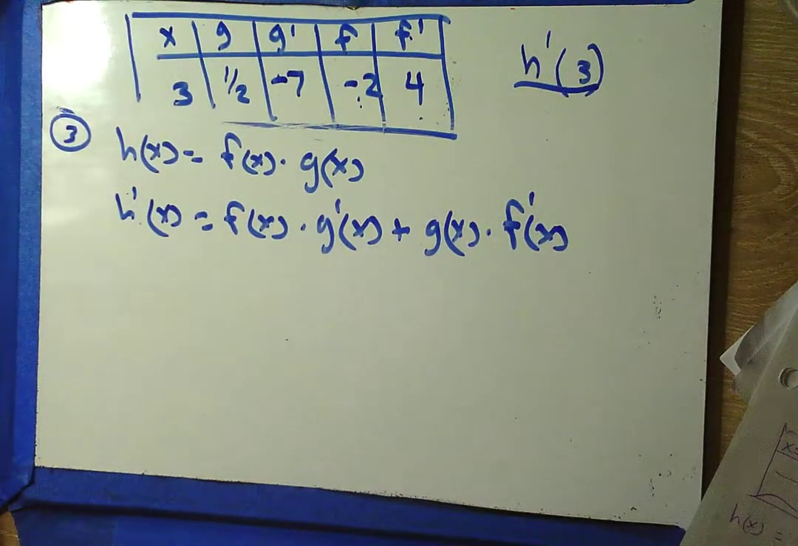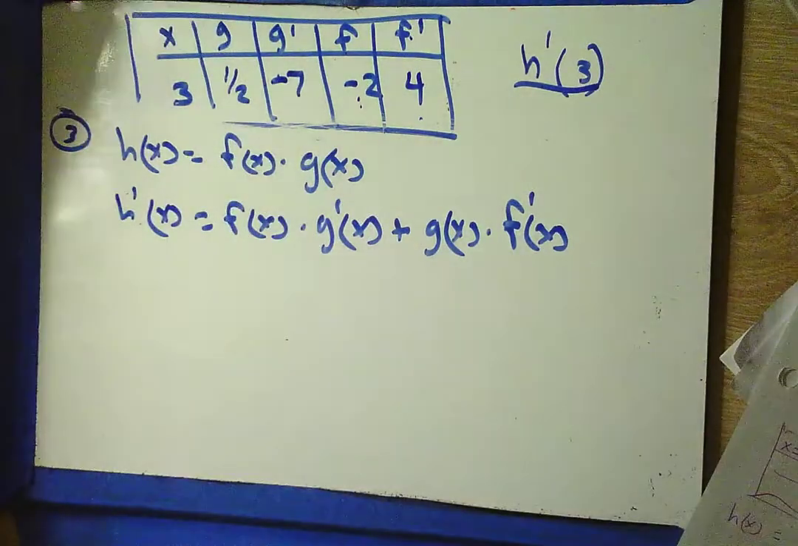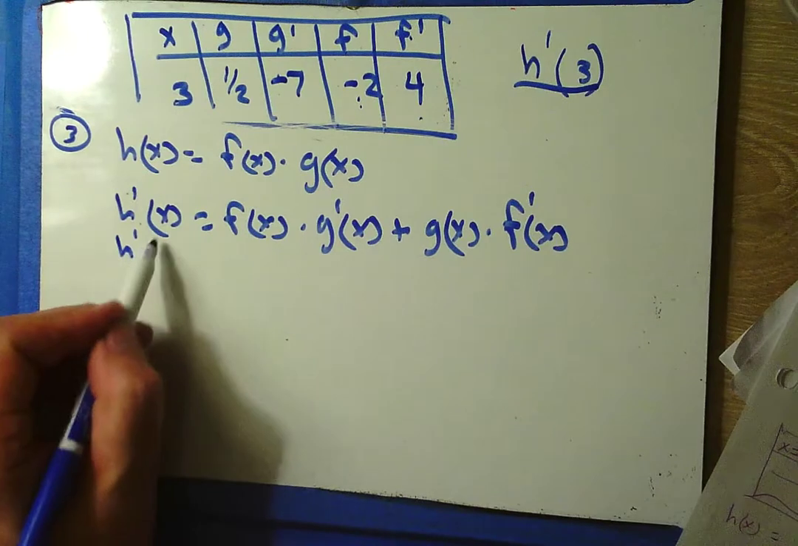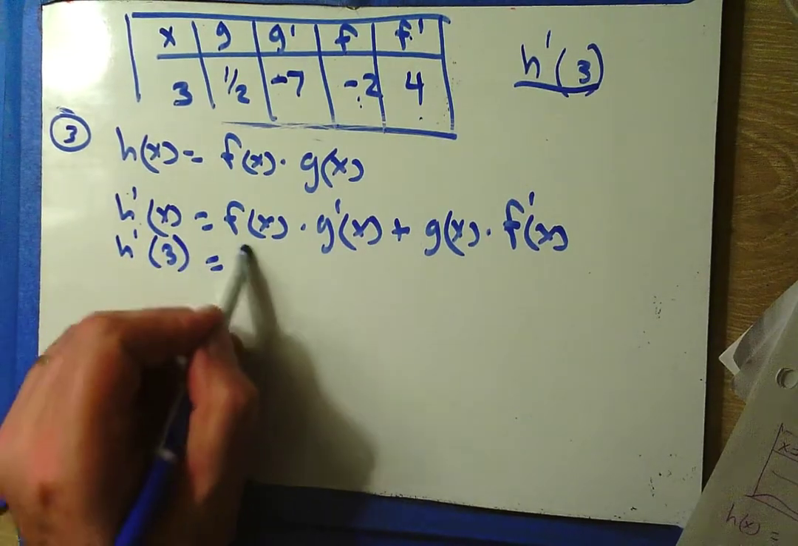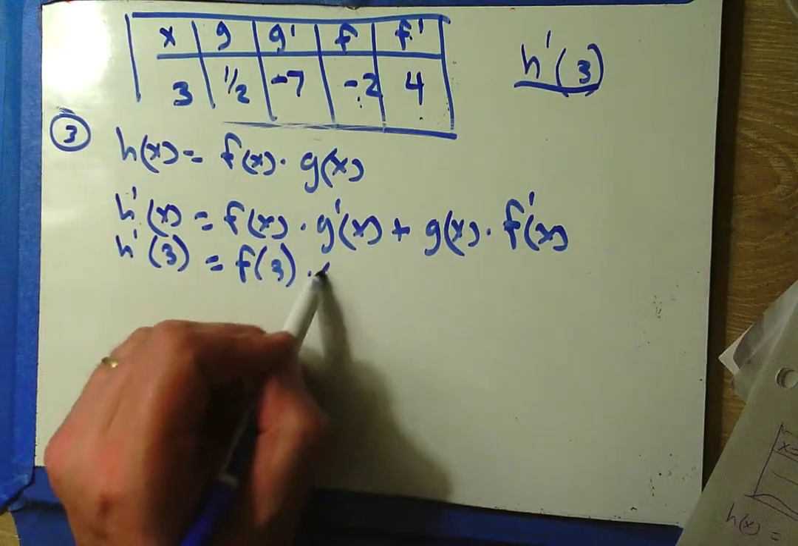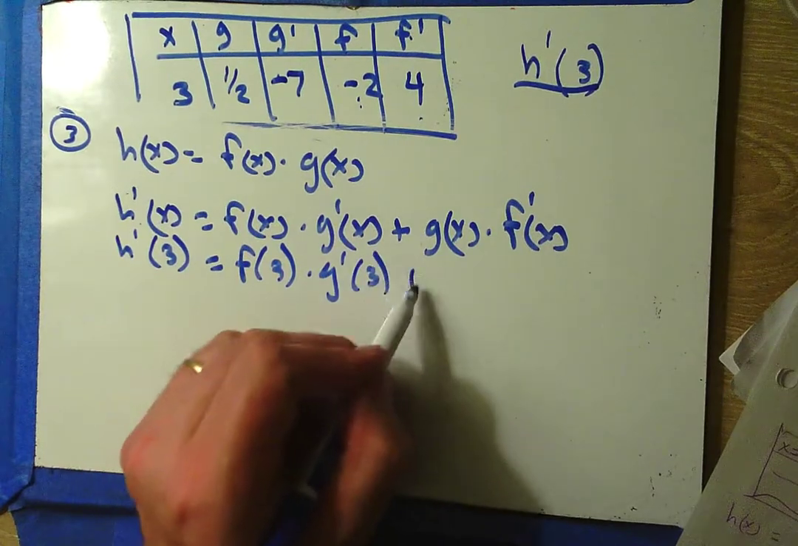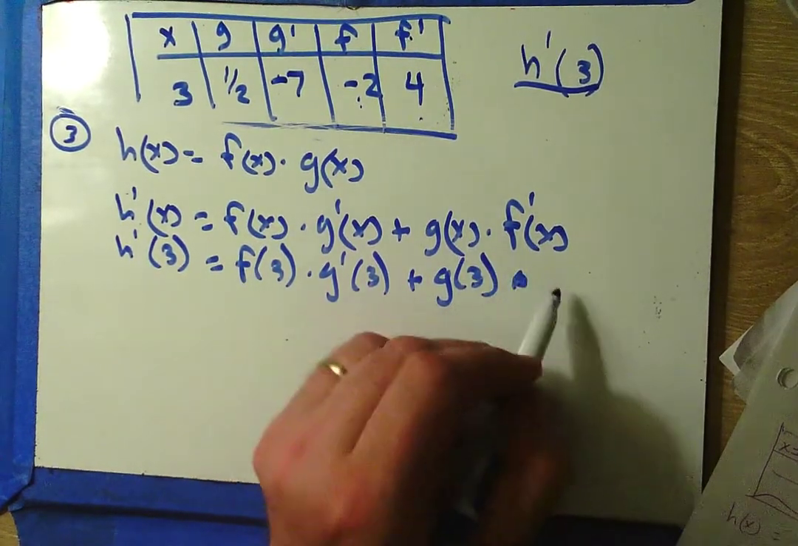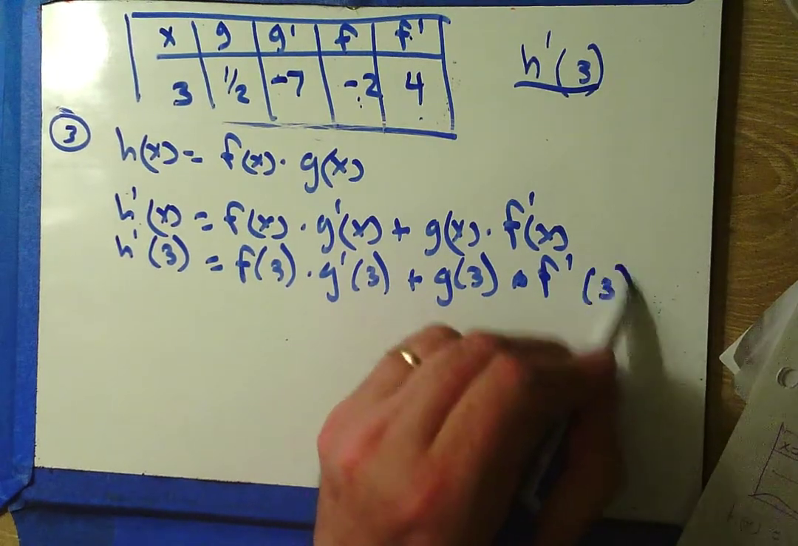If you haven't learned it already, you might want to stop this video and review product rule and quotient rule. Both of them are terribly, terribly essential. Okay, so we want h prime of 3, which means f of 3 times g prime of 3 plus g of 3 times f prime of 3.